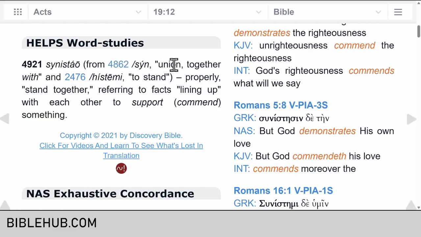So he says that it's a union or together with, to stand, properly stand together, referring to facts lining up with each other to support or commend something. So the idea you get there is that when it talks about commending someone, it's like you're standing with them and saying that we support them in what they're doing. We believe that they are right. We're standing together with them.